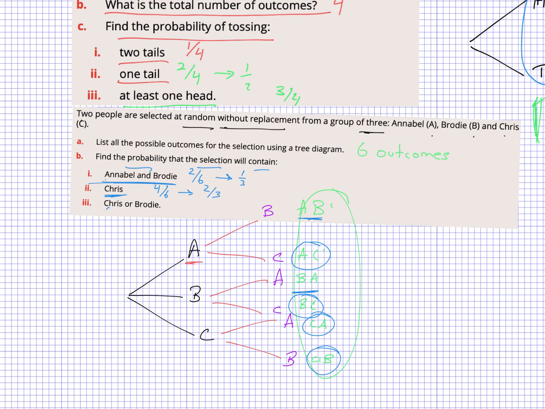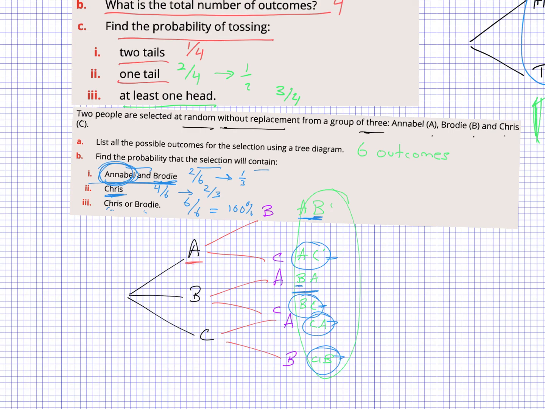And then it says Chris or Brodie. So now I'm looking for any answers that have a C or a B. So I've already got the 4 because these 4 have Chris in them. The ones I didn't have had B in both. So that means that my chances of choosing Chris or Brodie are 6 in 6. All right, so that I have a 100% chance of choosing either Chris or Brodie. And that makes sense because Annabelle is only 1 choice, and the other choice has to be either Brodie or Chris. It can't be 2 Annabelles.